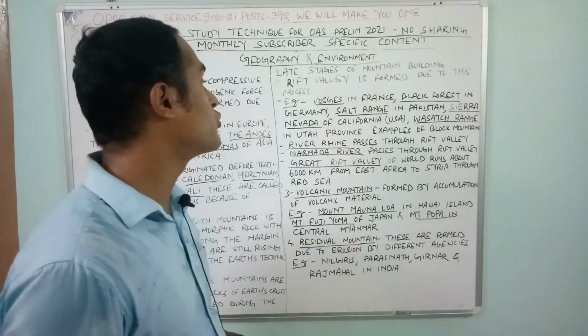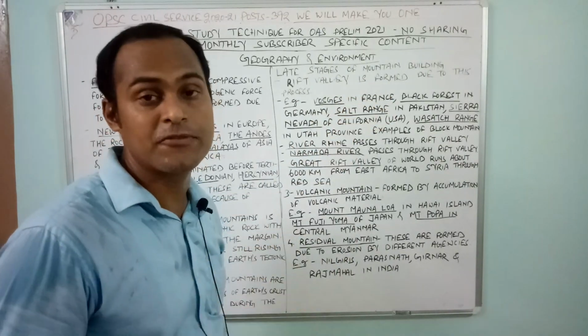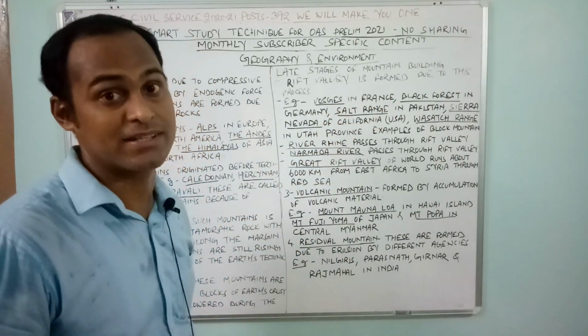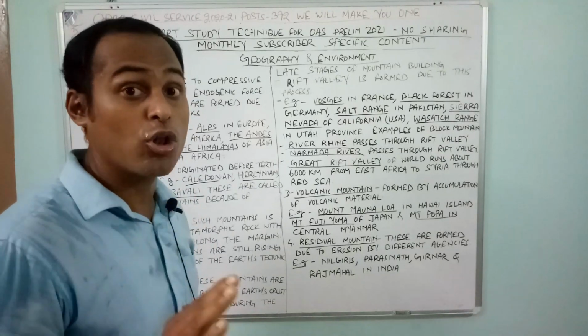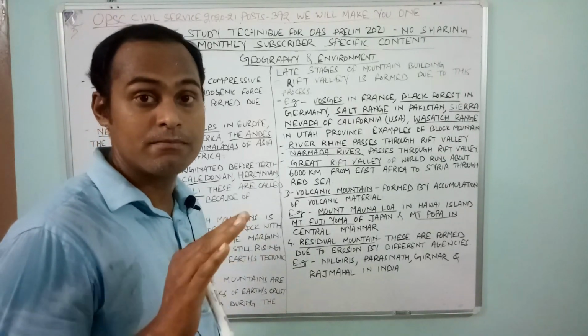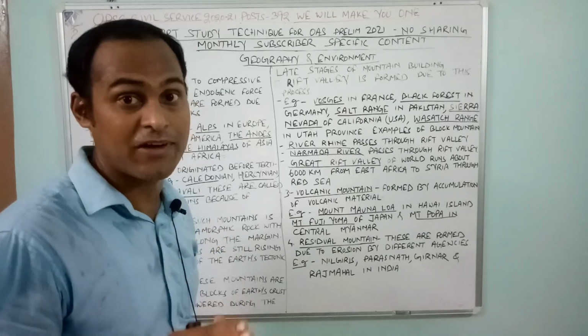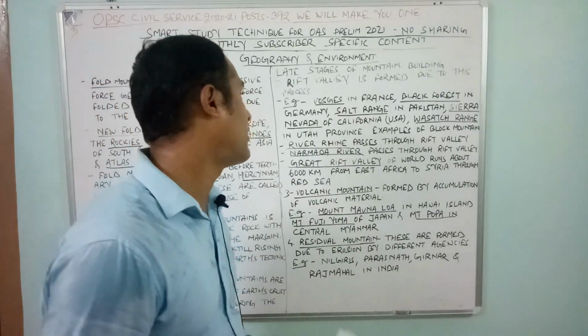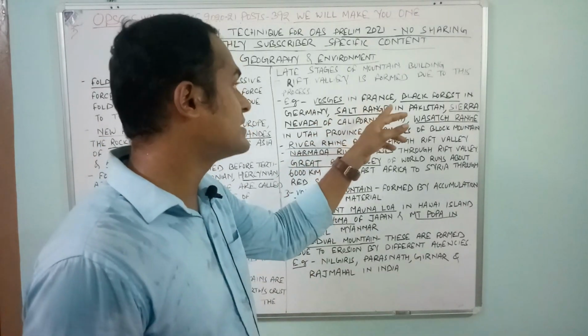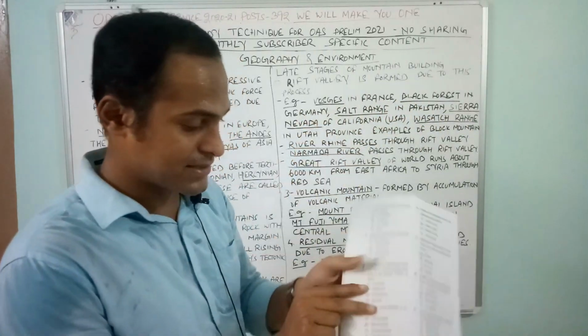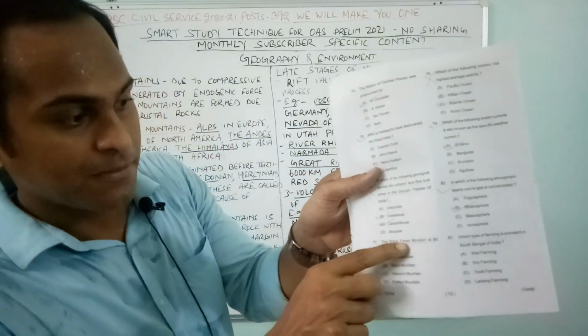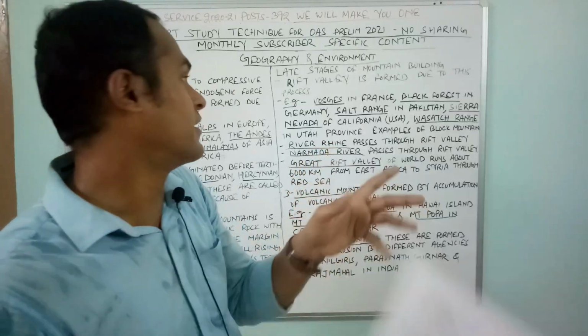Rift Valley is formed due to this process. All the rift valleys are formed due to block mountains. Remember this fact. Vosges in France, Black Forest in Germany. This example is Black Forest. It is a block mountain.